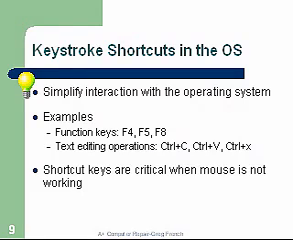Keystroke shortcuts in the OS can be very helpful, simplifying interaction with the operating system. Examples: function keys F4, F5, F8. Text editing controls, Control C, Control V, and Control X. These shortcut keys are critical when the mouse is not working. If for some reason your mouse doesn't work, you can always use keyboard shortcuts to get around.